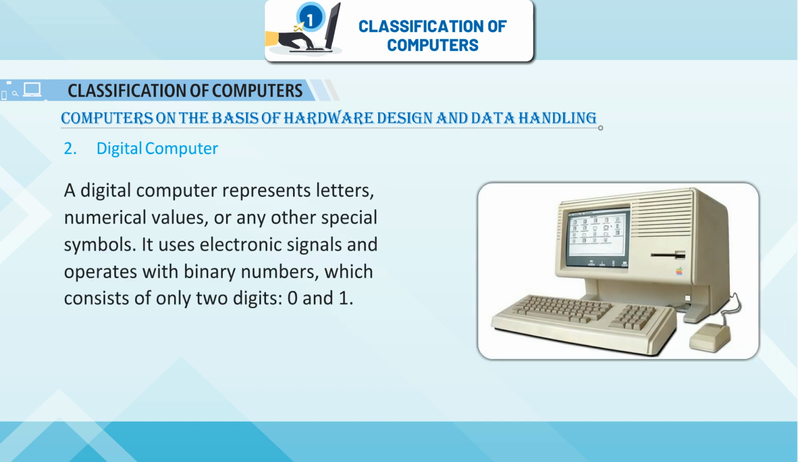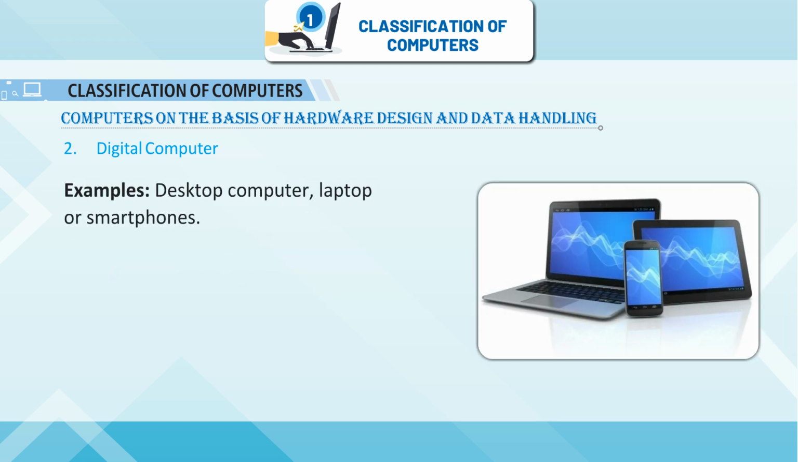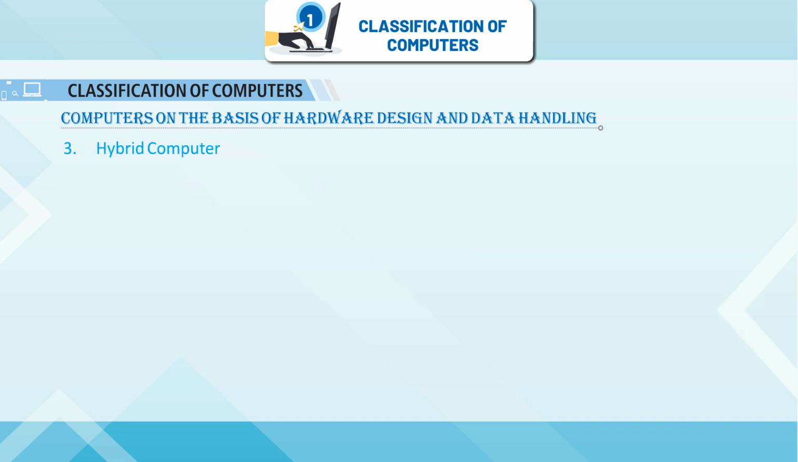Digital computer. A digital computer represents letters, numerical values, or any other special symbols. It uses electronic signals and operates with binary numbers which consist of only two digits, 0 and 1. Examples: desktop computer, laptop, or smartphones.